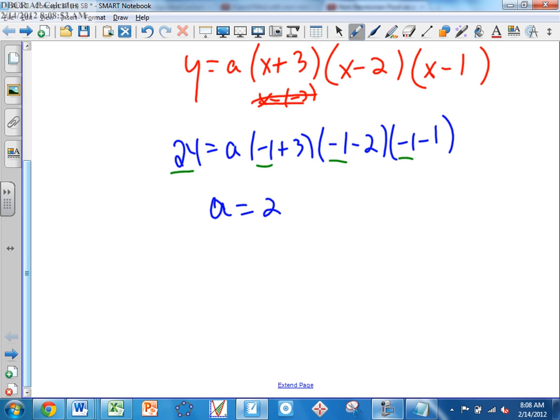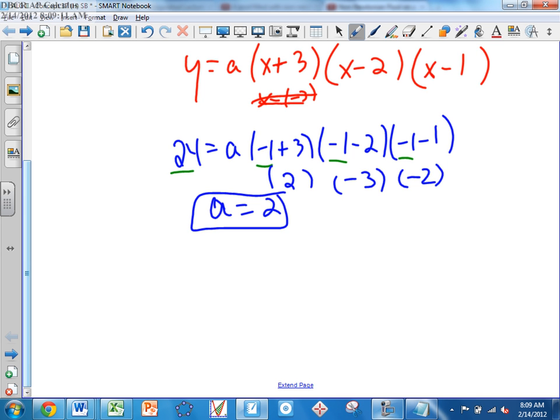Solving for a, you should get 2. Again, because this turns out to be positive 2. This turns out to be -3 and -2. That gives you a total of 12 if you multiply. Again, multiplying these 3 numbers with this, you get 12. So 12a equals 24, thus a equals 2.